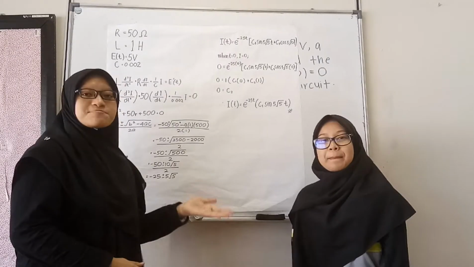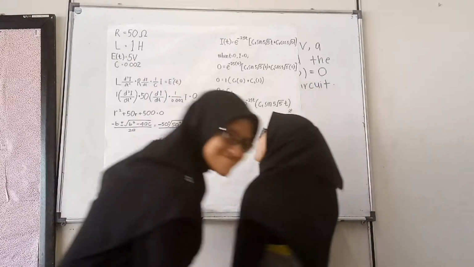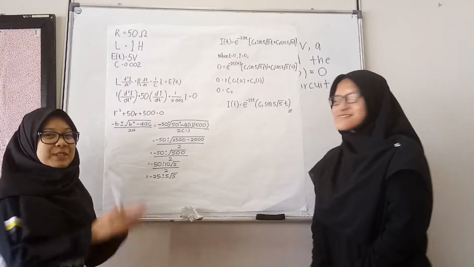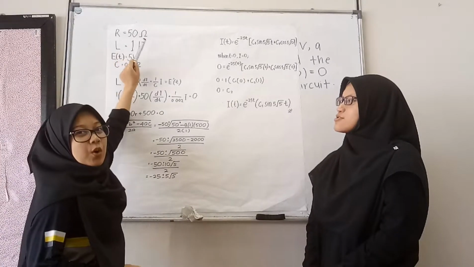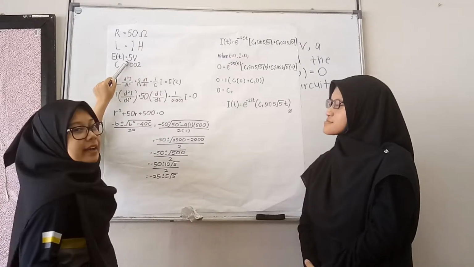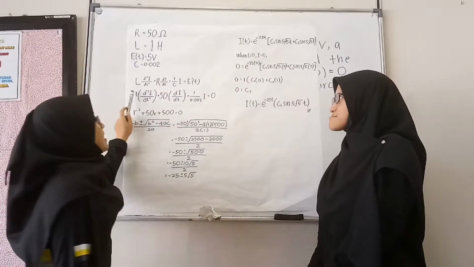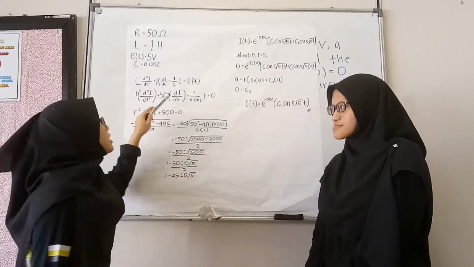Alright, she will explain first how to solve this problem. Okay, thank you. So as we know from the question, our R is 50 ohms, our L is 1, our E(t) is 5 and our C is 0.002. As we know, this is the equation and we just plug into this equation.